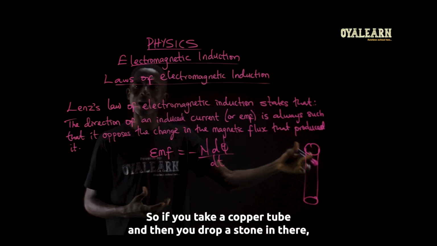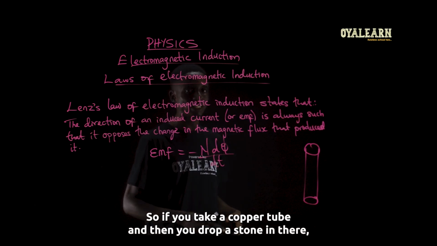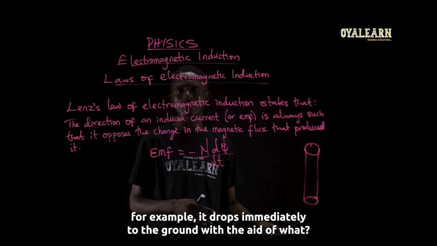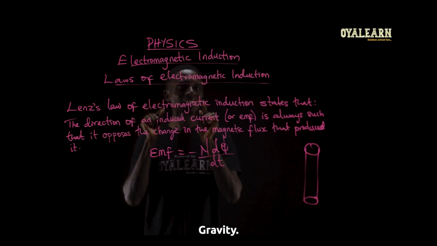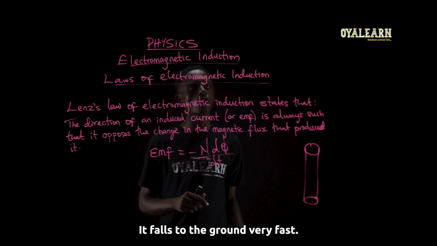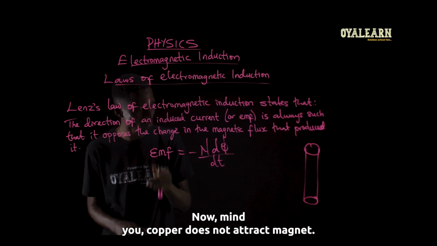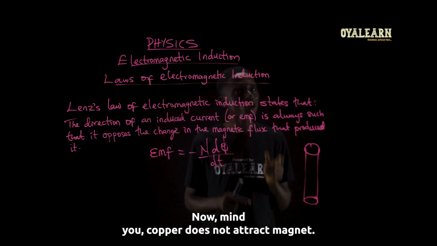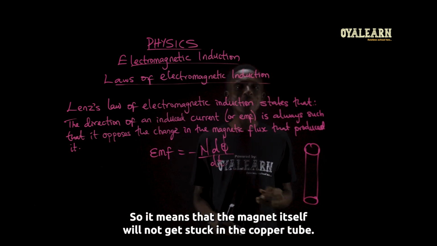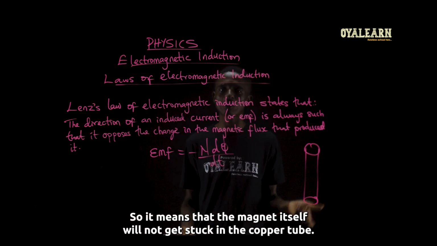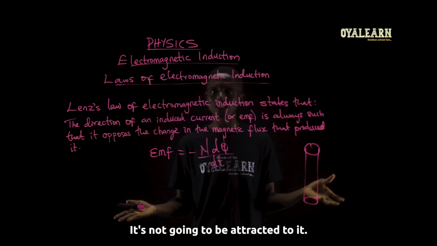So if you take a copper tube and then you drop a stone in there, for example, it drops immediately to the ground with the aid of what? Gravity. Gravity helps it fall to the ground very fast. But when you take a strong magnet, now mind you, copper does not attract magnets. So it means that the magnet itself will not get stuck in the copper tube. It's not going to be attracted to it.